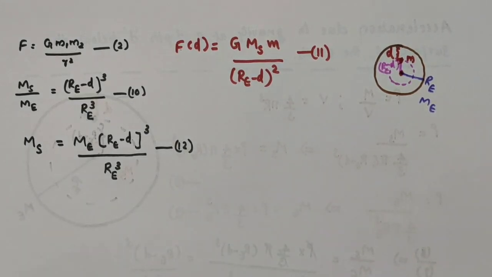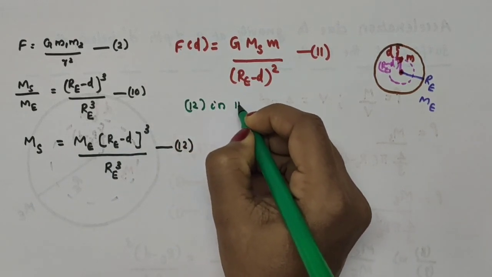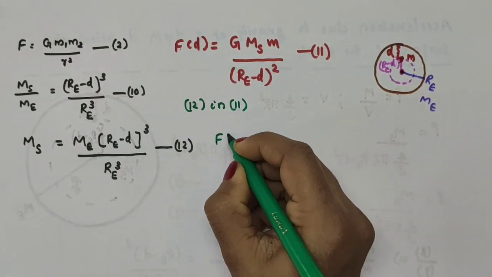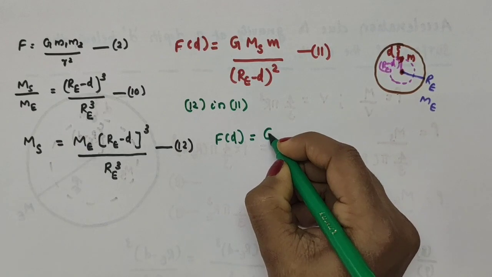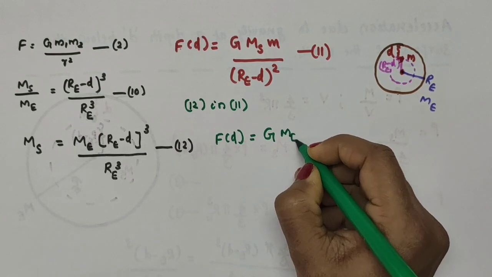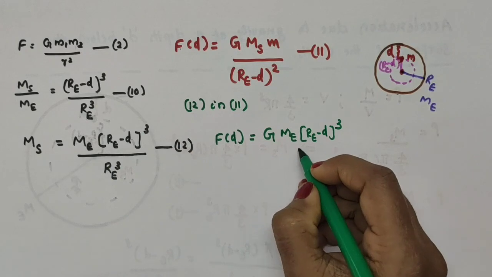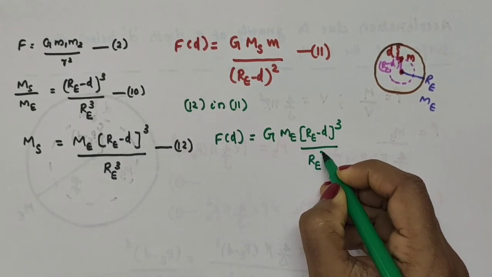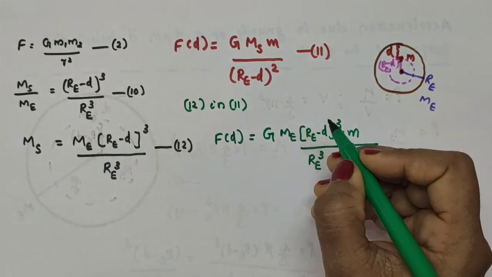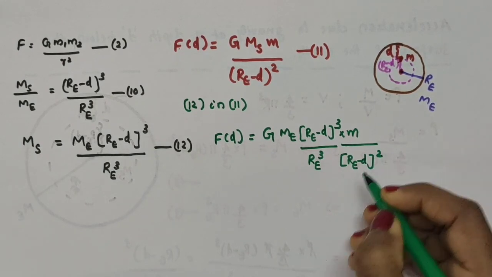And what I am going to do is substitute this equation number 12 in equation number 11. That is, from equation number 11 we have F of d is equal to G into ms. From equation number 12 we have ms as Me into (Re minus d) the whole cube divided by Re cube, into m, divided by (Re minus d) whole square.